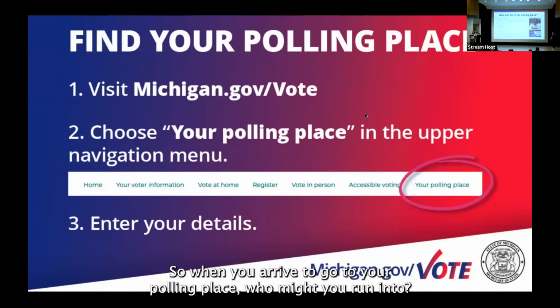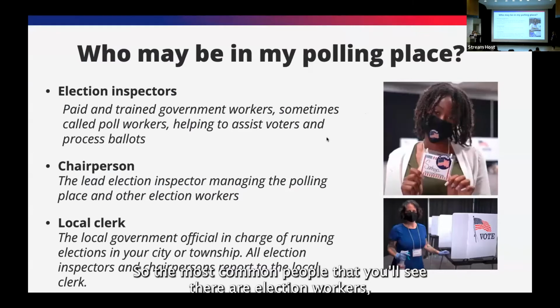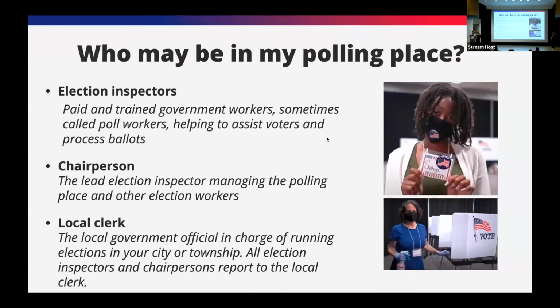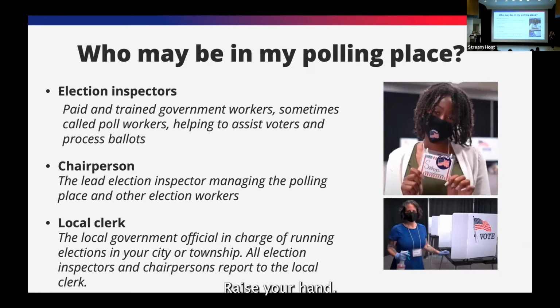Okay, so when you arrive to vote at your polling place, who might you run into? So the most common people that you'll see there are election workers, election inspectors. They're paid and trained government workers, commonly called poll workers or election workers, and they are generally there to assist voters, answer questions, and make sure that everything is running smoothly. Do we have anyone here who's an election inspector? Raise your hand. Woohoo! Yay.